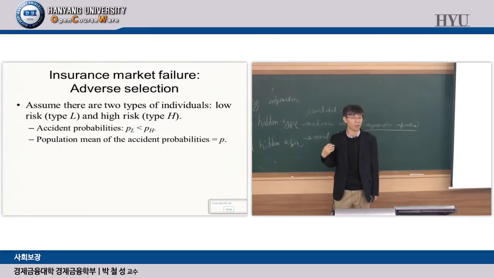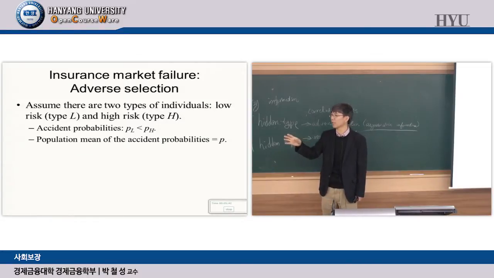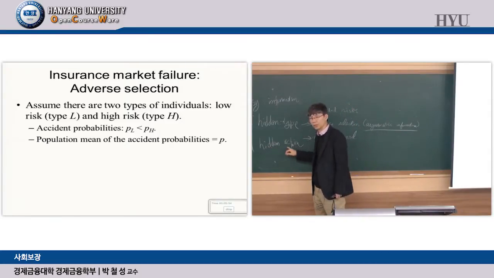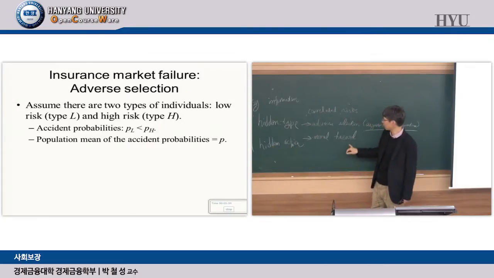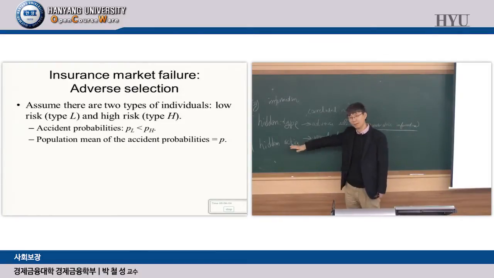So if I'm a driver, I may drive very carefully, or I may drive carelessly, but the insurance company cannot know whether you are driving carefully or not that carefully. If that's the case, then we call it hidden action. Hidden action is related to the moral hazard problem. If you understand hidden type and hidden action, you can understand lots of things that insurance companies are doing.